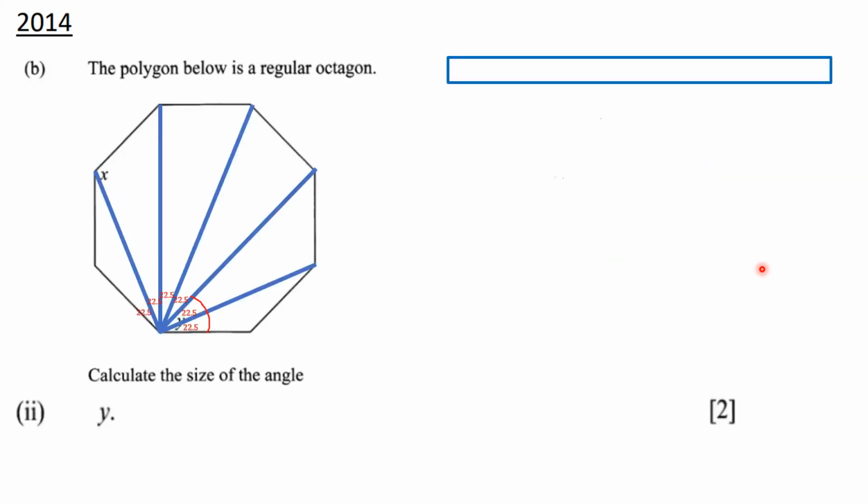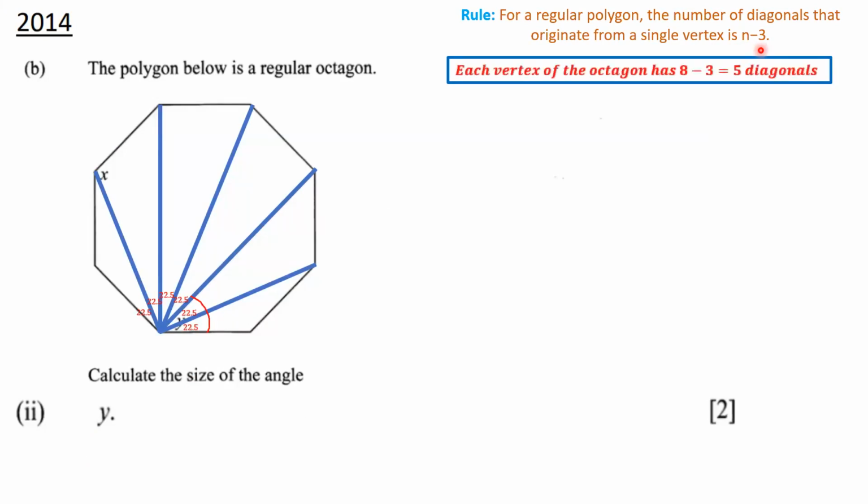It says, calculate the size of angle Y. In order to figure out the size of angle Y, we're going to remember our rule. The rule says that for a regular polygon, the number of diagonals that originate from a single vertex is n minus 3. And so how many sides do we have? Well, we have 8 sides. So let's apply the formula, n minus 3, where we replace n with 8. So 8 minus 3 is going to be equal to 5, which means that for this octagon, each vertex that I choose, I can draw 5 diagonals from each one of these vertices.